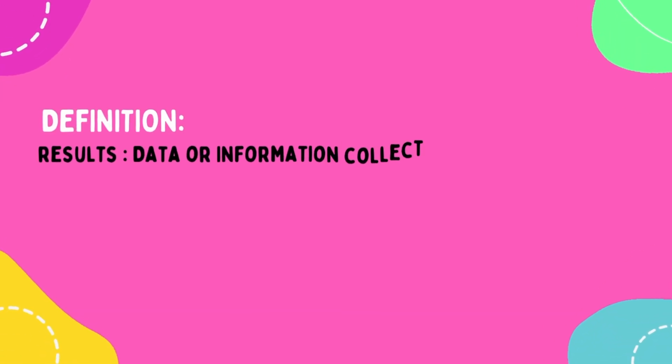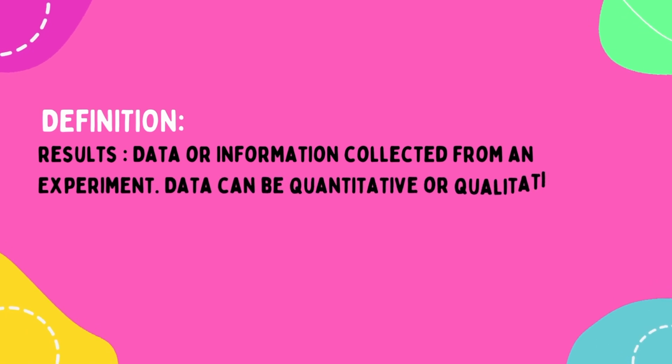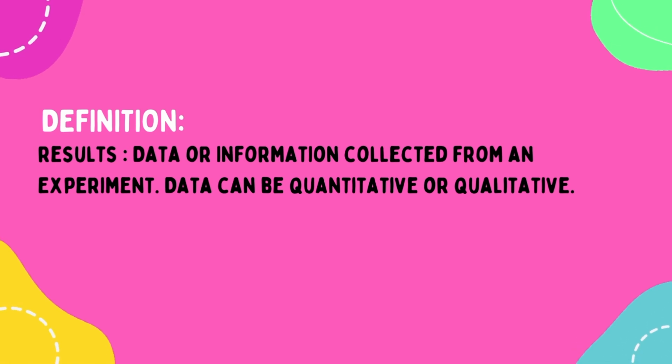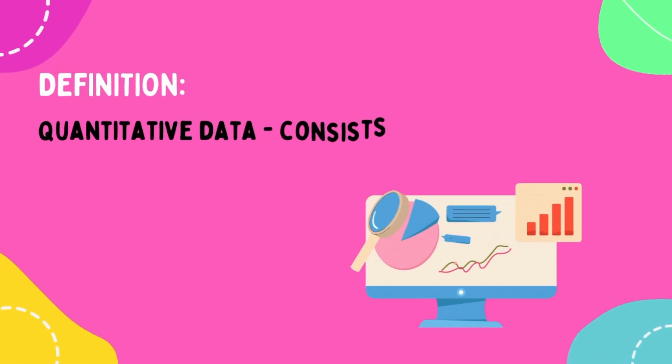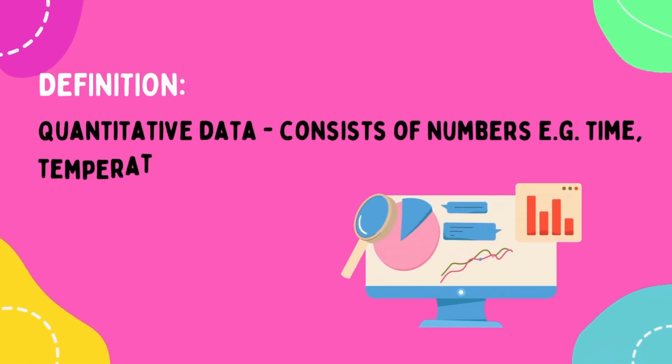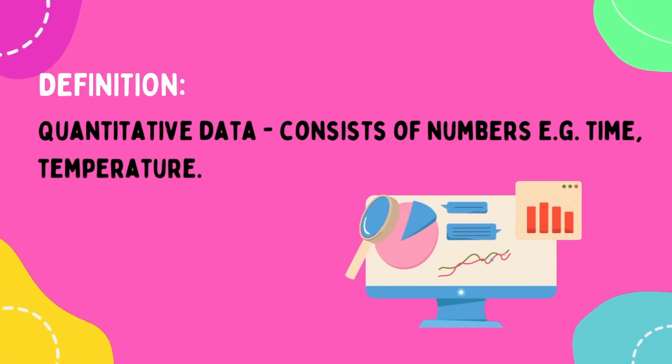For results, results are data or information collected from an experiment. Data can be quantitative or qualitative, and we're going to talk about those now. The way I remember this is quantitative has the letter N in it, N for data containing numbers with an N. Okay, so we know we can collect data such as temperature, the time something takes. So that's our first one. Quantitative data consists of numbers or numerical data, such as time, temperature, all involving numbers.